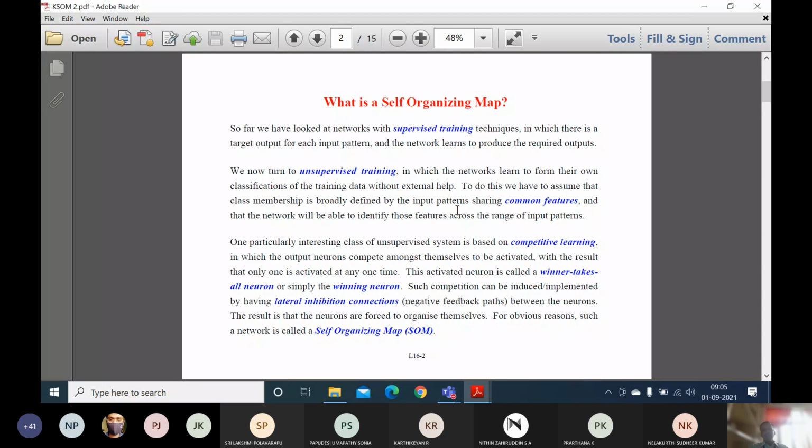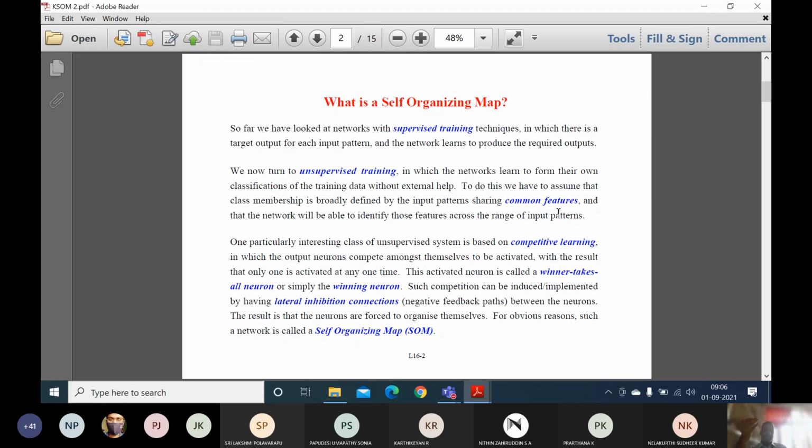In order to do those activities, we have to assume that the class membership is broadly defined by the input patterns sharing common features, and that the network will be able to identify those features across the range of input patterns. For example, say a class consists of a set of students. Some students may have certain features. For example, 60 in this class. All 60 may have certain features, different or independent features.